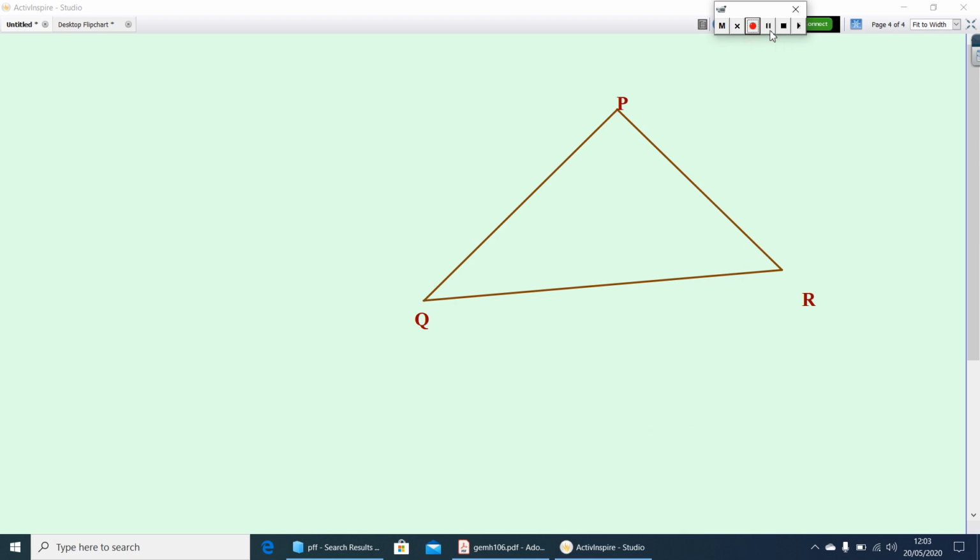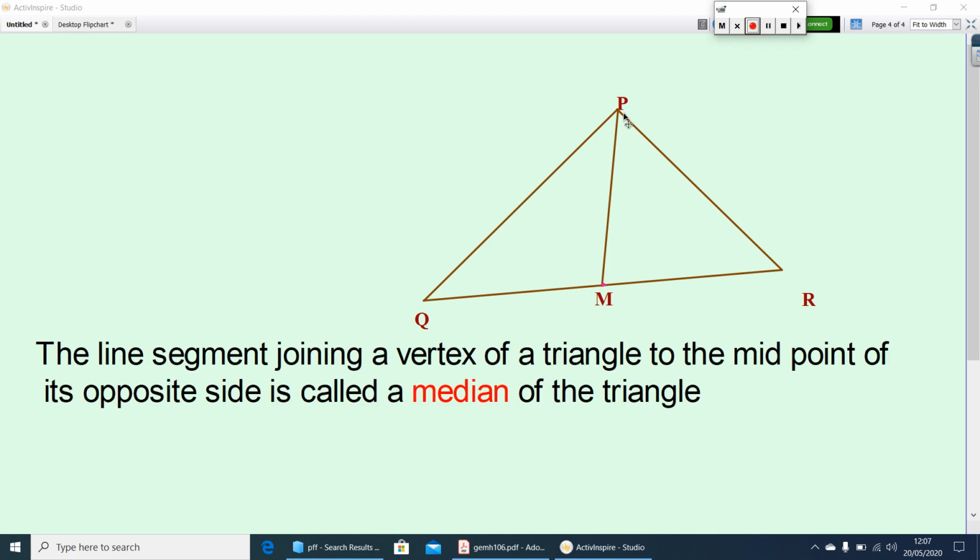Here you have a triangle PQR. Let M be the midpoint of side QR. Now let me join PM. What is the line segment PM called? Yes, it is called median. That is, the line segment joining a vertex of a triangle to the midpoint of the opposite side is called median.